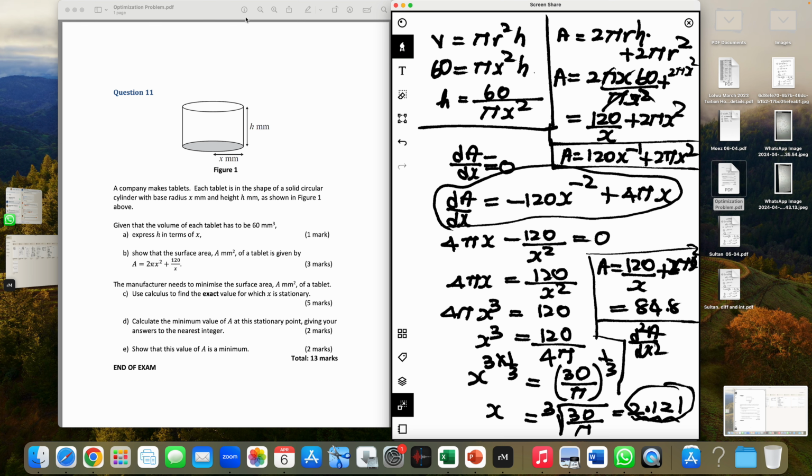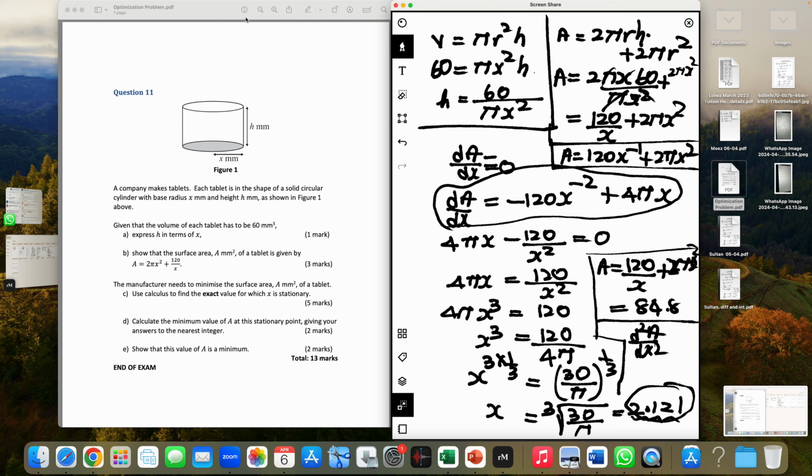Volume is equal to pi r squared h, the cylinder volume. They have given 60. Instead of r, they have given x. So pi x squared h is equal to 60. What is h? I just rearrange, making h the subject: h is 60 over pi x squared. Okay, now question A is finished.